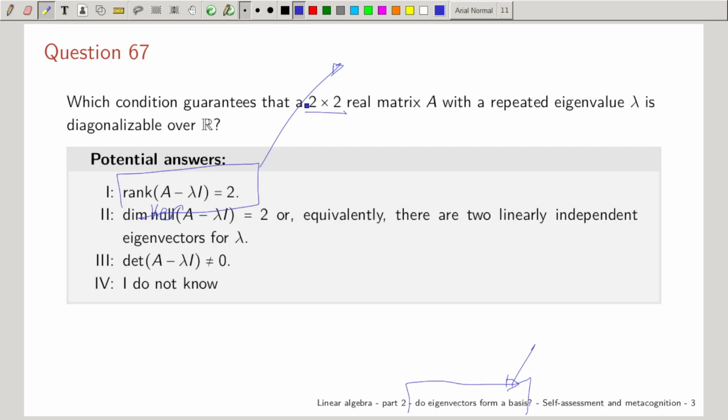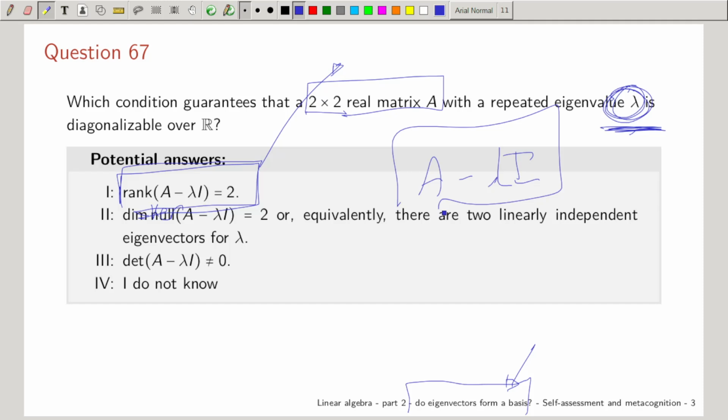We have a 2 times 2 real matrix A with eigenvalue lambda. If lambda is an eigenvalue, can this one happen? No. If lambda is an eigenvalue, it means that A minus lambda I is rank deficient. True? It's not the definition of eigenvalue, but it follows directly from the definition. So this one cannot be. This would indicate that lambda is not even an eigenvalue. Are we together on this? That is very wrong. Okay?